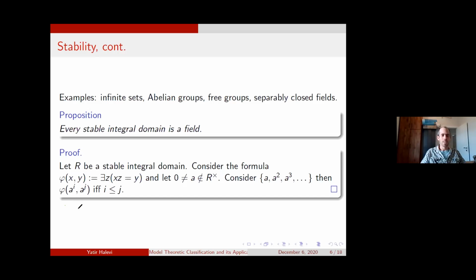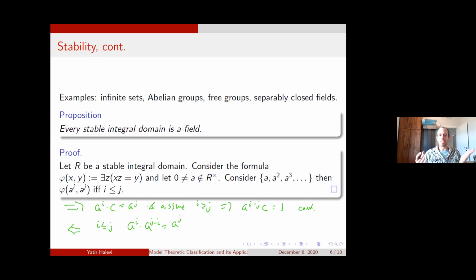Okay. So one direction, if we know that phi(a_i, a_j), then what do we know? We know that there's an element c such that a_i times c equals a_j. This is what it means. So I'm going to assume that i is strictly larger than j. But we're an integral domain, so this means that a_i minus j times c equals 1. That's a contradiction, because we assume that it's non-invertible. The other direction is straightforward, because if i is less than j, then of course if we take a_i and multiply it by a_(j minus i), you get a_j.